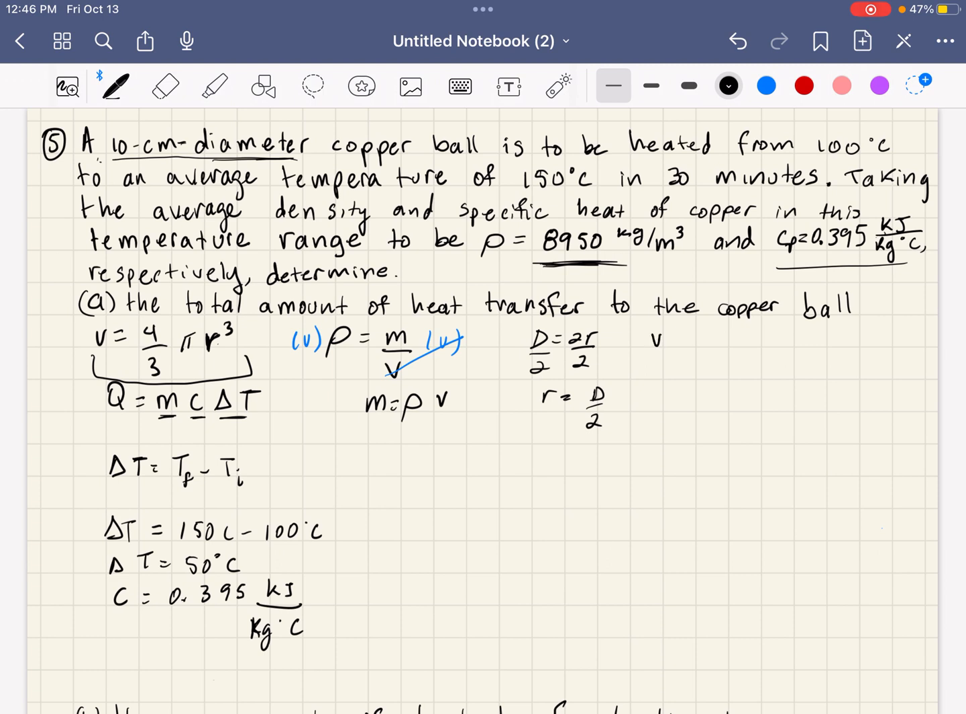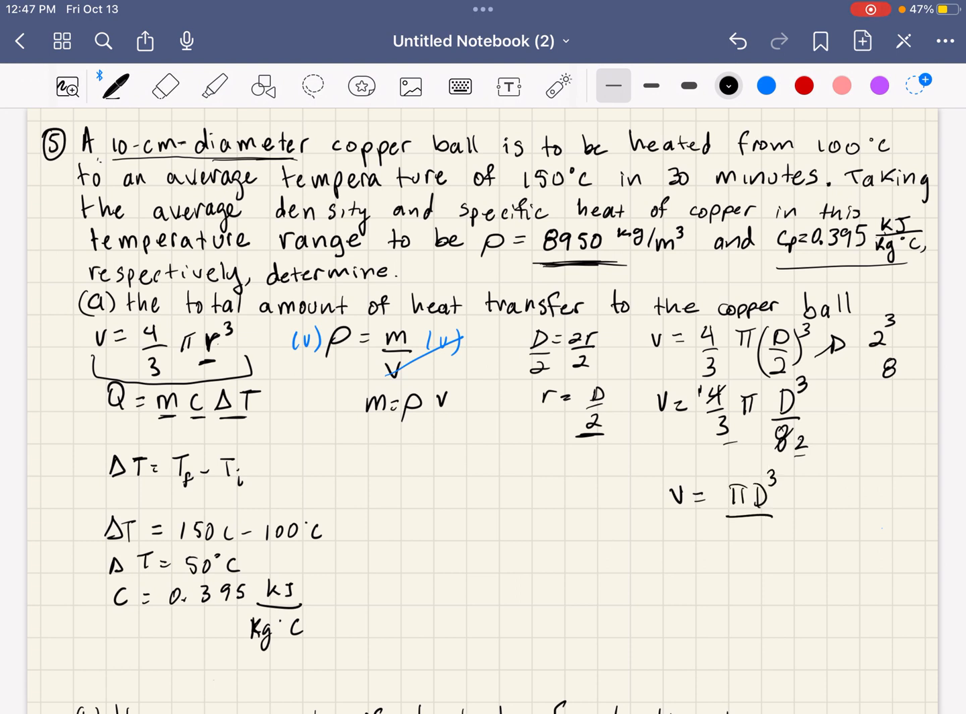I can go ahead and make a substitution. So 4 over 3 times pi times the radius, which I know is equal to d over 2, and I have to raise it to the third. So then my volume is just going to be 4 over 3 times pi times d raised to the 3 over 8, because 2 raised to the 3 is equal to 8. Now I can cancel things out in here. 4 goes into 4 once, 4 goes into 8 two times, and then I can multiply 2 times 3, which is 6. So my volume in this case is just going to be pi d cubed over 6.